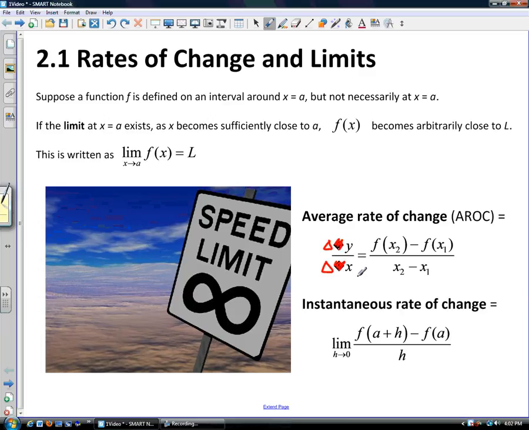And the second one is instantaneous rate of change. This one looks a little bit more complicated, but it's very similar to this one. I'll talk about that in a minute, but it's the limit as h goes to 0 of f of a plus h minus f of a, all over h. So instantaneous rate of change would tell us what the speed would be at a particular time. Average rate of change would be over a certain time interval, what the average rate of change is, so what your average speed would be.